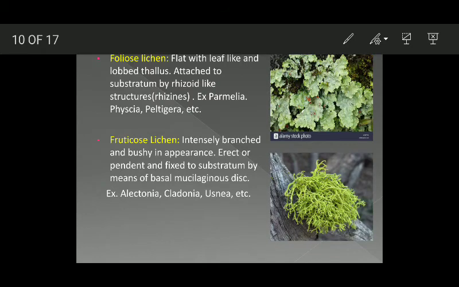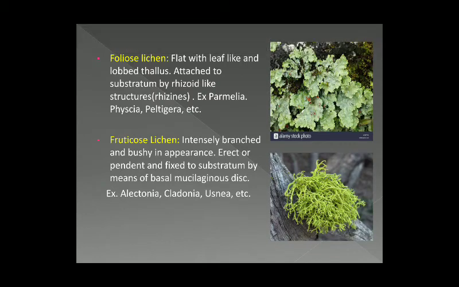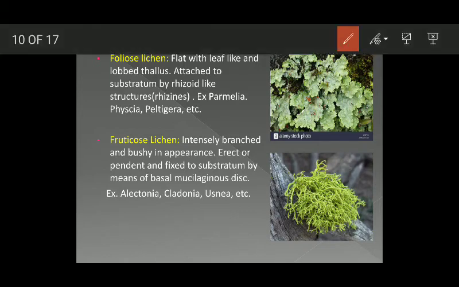Now the second type of lichens is foliose lichens. They have flat leaf-like structures which are lobed, and these structures are attached to the substratum with the help of rhizoid-like structures which are known as rhizines. So this is the structure of foliose lichen. Examples in this class include Parmelia, Physcia, Peltigera.